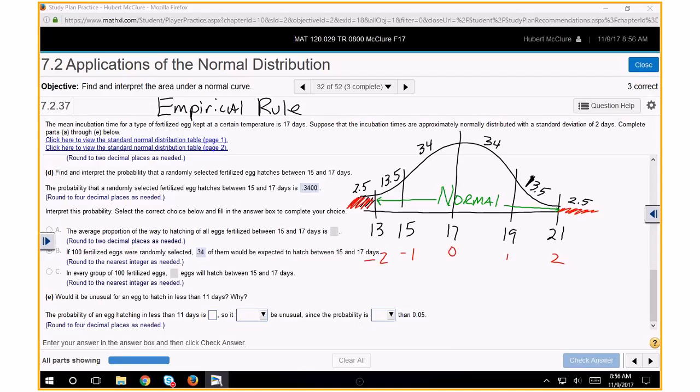Now let's go to the question. The probability of an egg hatching in less than 11 days is, yes, it'd be an outlier pretty much. Wait a minute, let's see. 13 minus 2 would be 11. So that would be an outlier right here. Outlier and unusual right here. So that would be point. But how do they break it up?